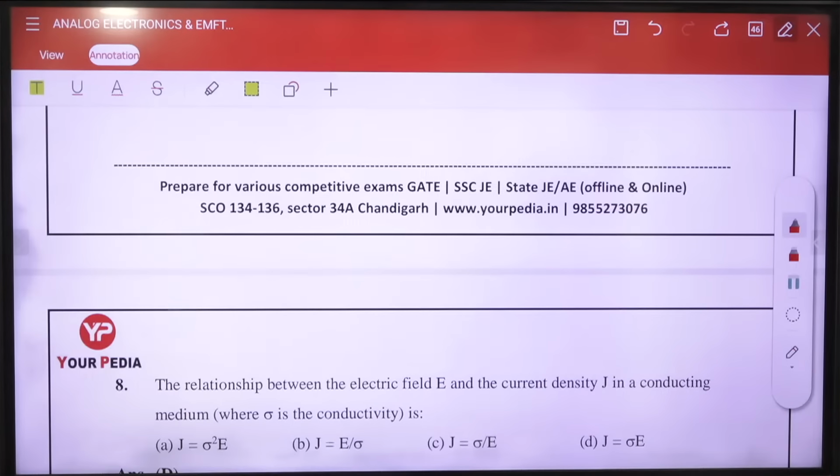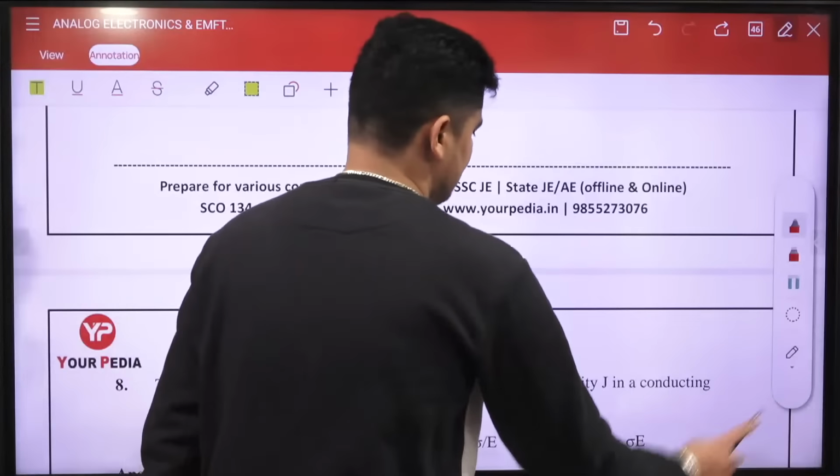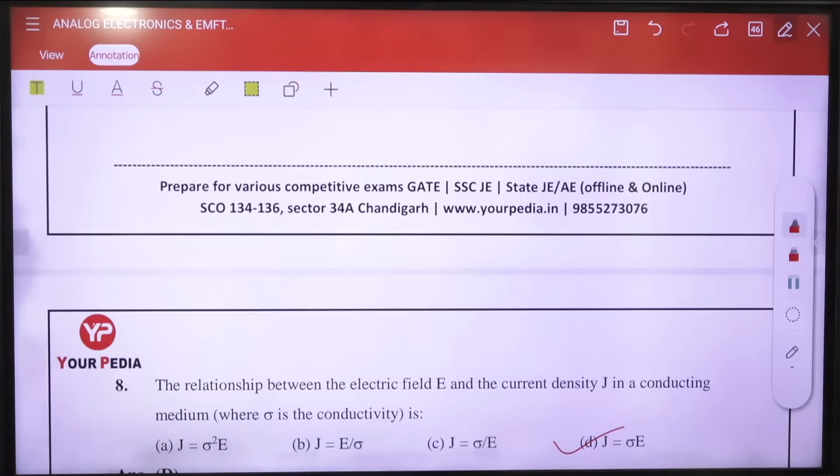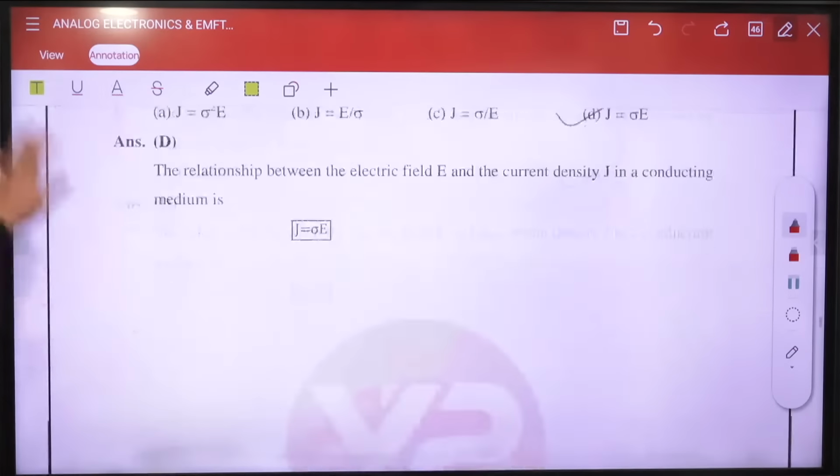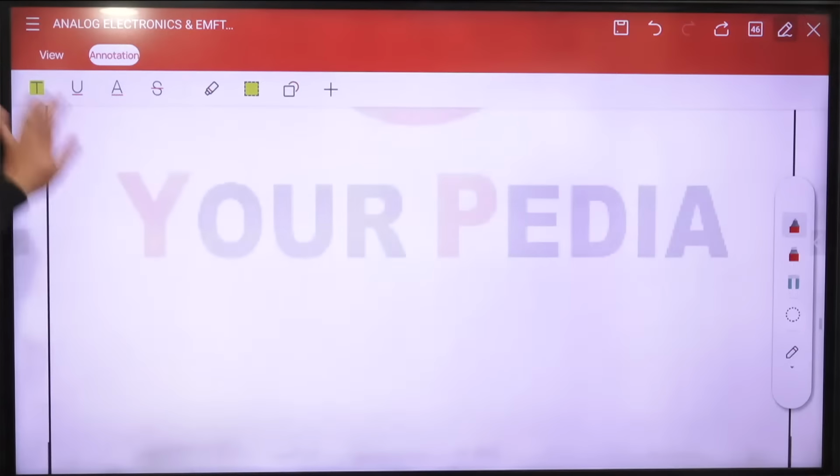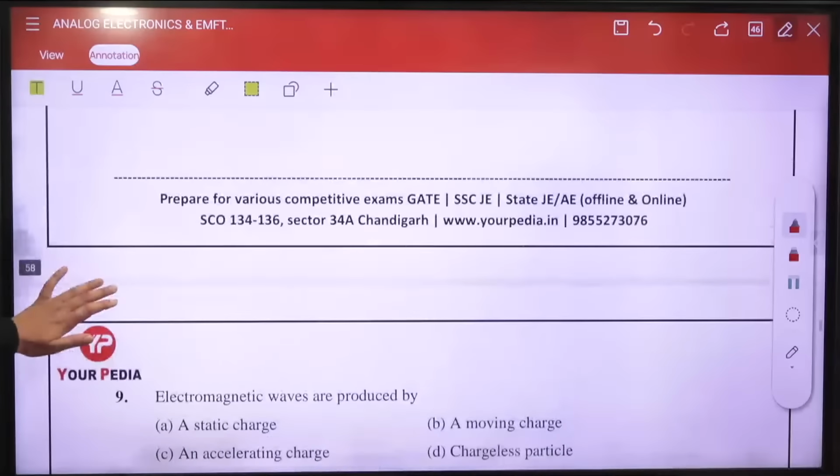The relationship between electric field and current density: J is equal to sigma E. Answer is D. In EDC, we already studied these things. This is called Ohm's law, another form of Ohm's law.